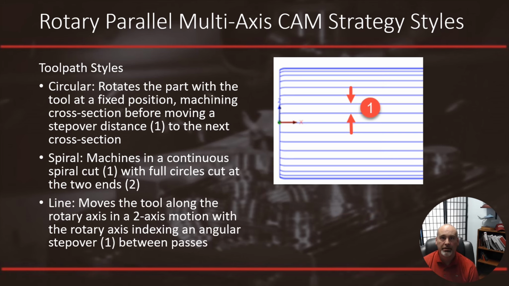And then the line style moves the tool along the rotary axis in a 2-axis motion. The rotary axis then moves in an increment on a short link pass between step overs. So that's shown by the number 1 in the graphic on the right.